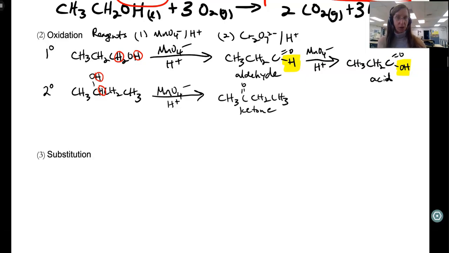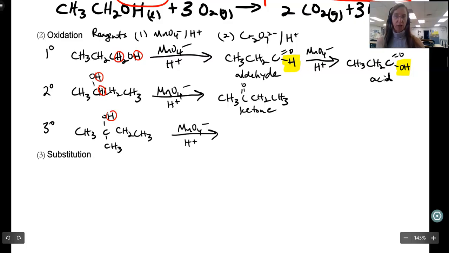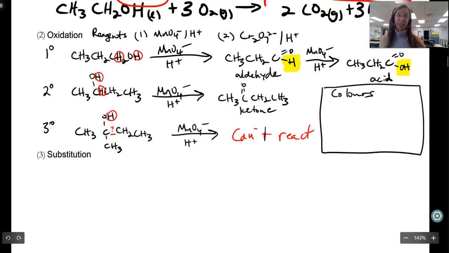What about tertiary? Well, this one, there's our hydrogen that we would normally lose, but there's no hydrogen on the carbon. That's what makes it a tertiary alcohol. So it can't react. So we can see the difference between a primary and secondary. Those are the same. They can both react, although they do make slightly different products. We couldn't see that. But a tertiary alcohol can't react, so there'll be no change.